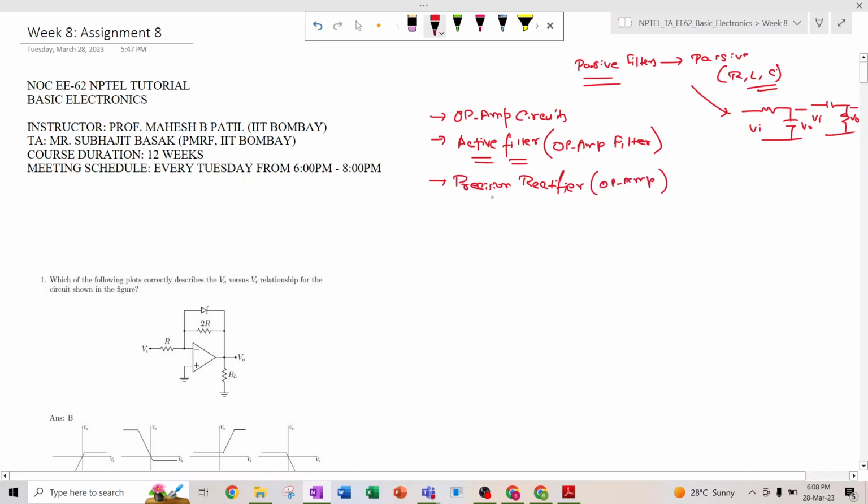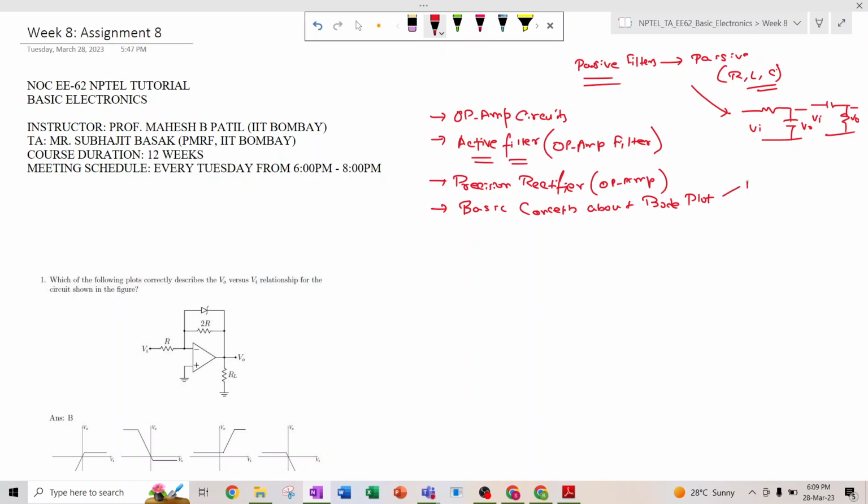And at last we will study some basic concepts about the Bode plot, the basics, how we can form the magnitude plot and also the phase plot. All of these things we will cover one by one, using some problem statements. These are all previous year assignment questions, so we will discuss each question one by one and analyze each of them.